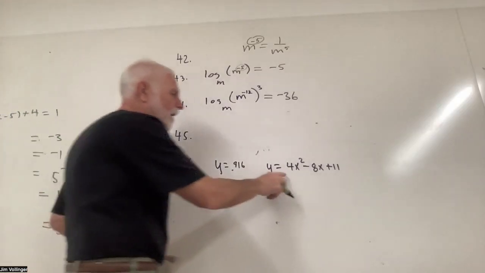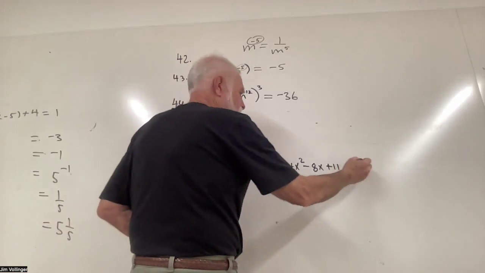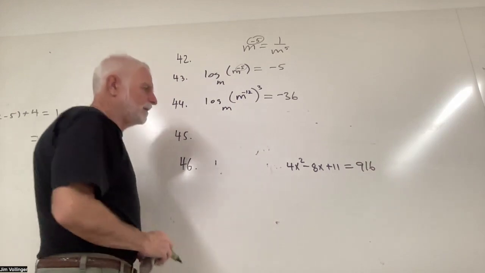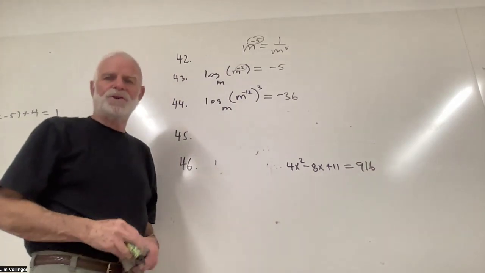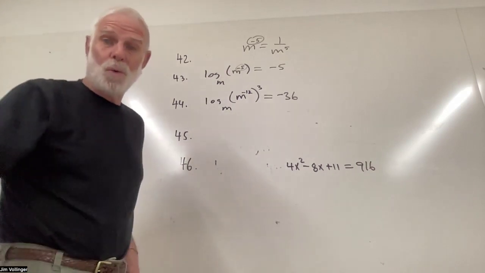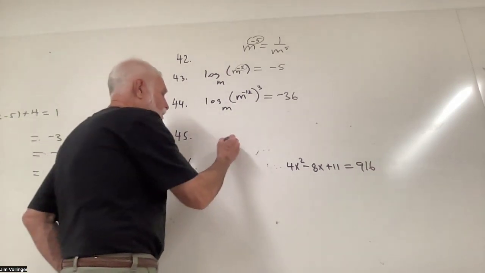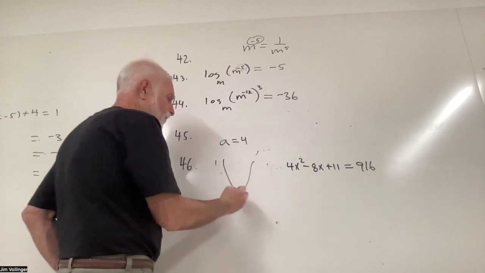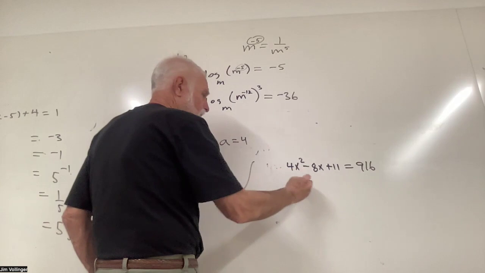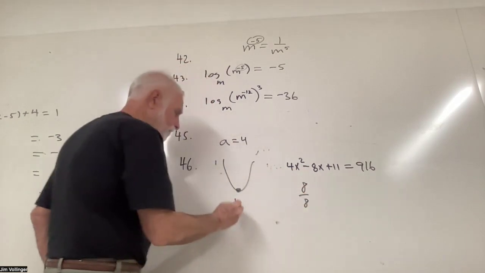So I'm trying to figure out how to solve this for 916. A young woman in class today said, can I use the quadratic formula? Sure. Do I want to use the quadratic formula on that problem? No. I know the A term is 4. And if I know the vertex here, I've got the roots. So how do I get the vertex? Minus b over 2a, which is 1.